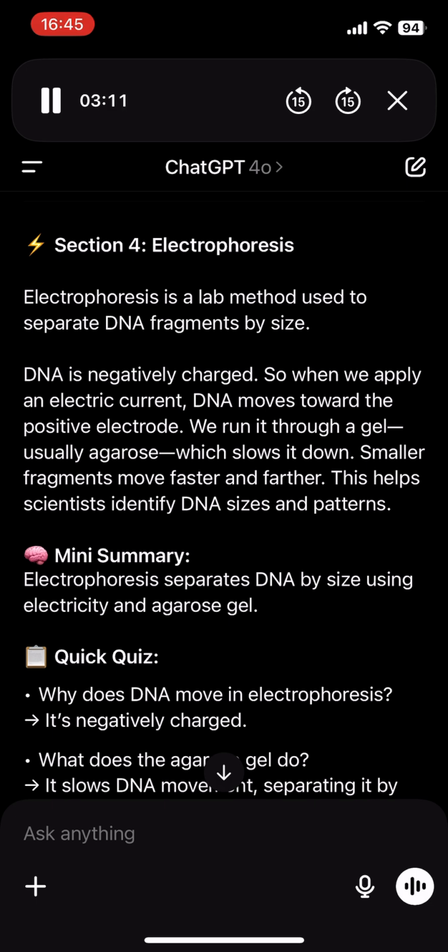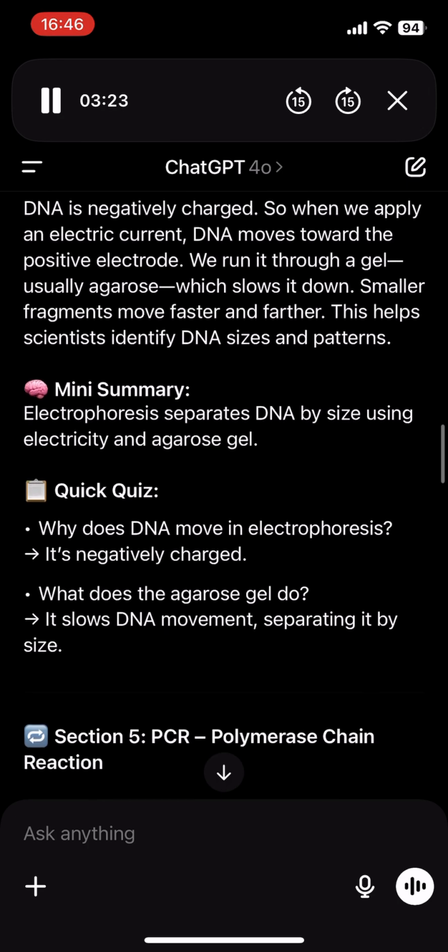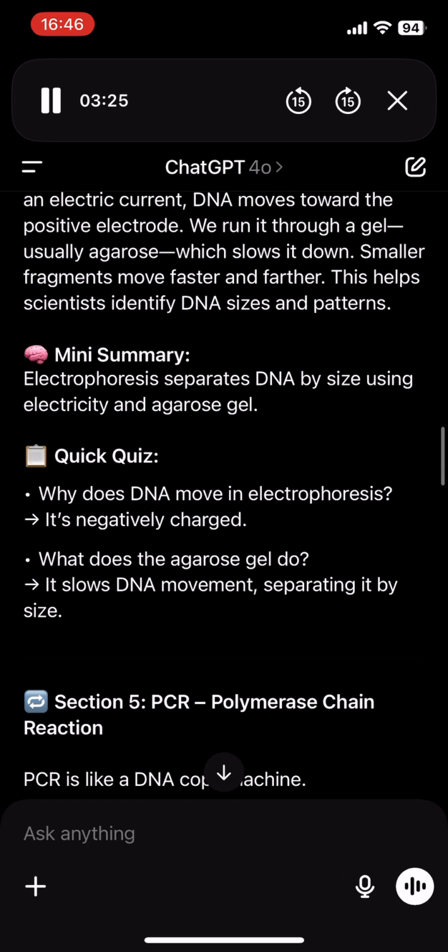This helps scientists identify DNA sizes and patterns. Mini summary: electrophoresis separates DNA by size using electricity and agarose gel. Why does DNA move in electrophoresis? It's negatively charged. What does the agarose gel do? It slows DNA movement, separating it by size.